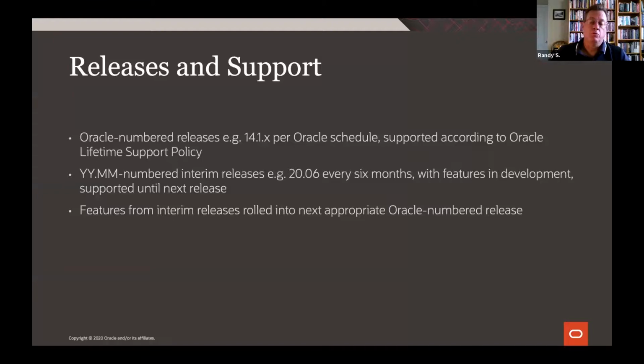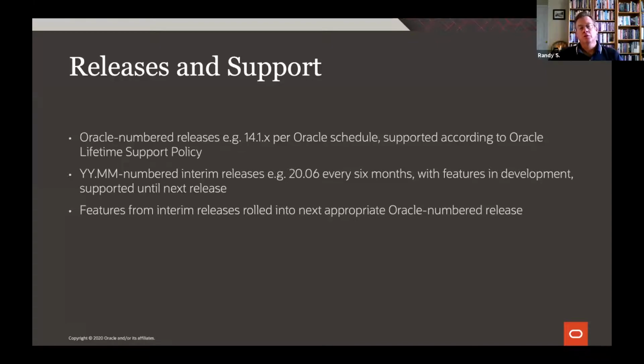In addition, with Coherence Community Edition, we are doing interim releases that have the number year.month. So for example, when we launched Community Edition, we launched 20.06. We will be making those interim releases every 6 months, and they will contain features that we are currently developing in Coherence. And they will be supported until the next release. So for example, 20.06 is supported until 20.12 or the next Oracle numbered release.